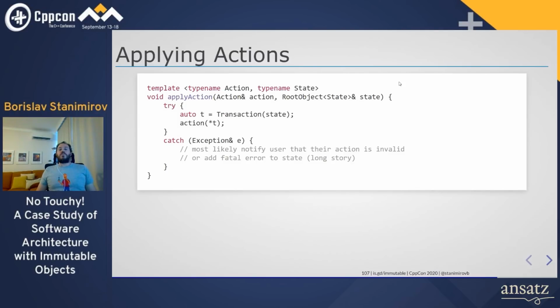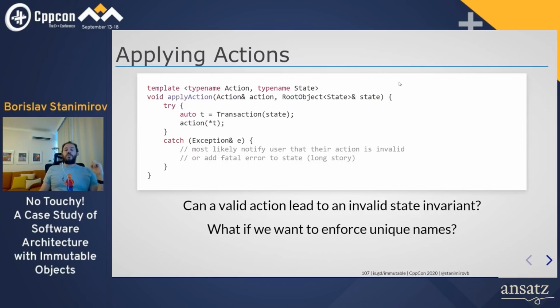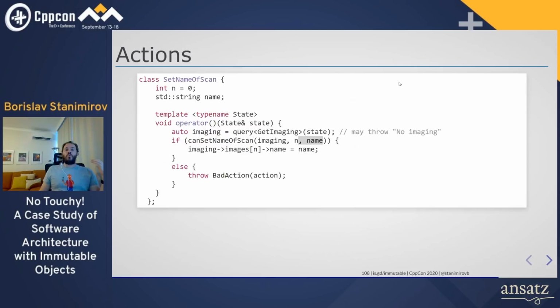So here we either notify the user, for example, if it's a user action, that their action is invalid, or we can potentially add a fatal error to the state. Long story. So can a valid action lead to an invalid state invariant? That's a good question. What if we want to enforce unique names? What we want to enforce is that every image inside of the state has a unique name. We could do it like this.